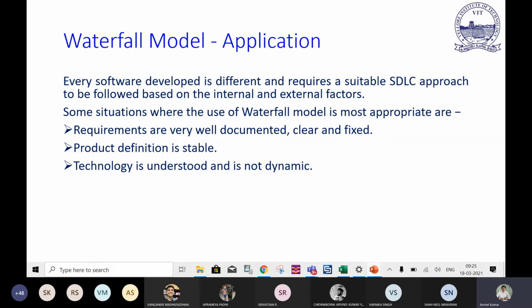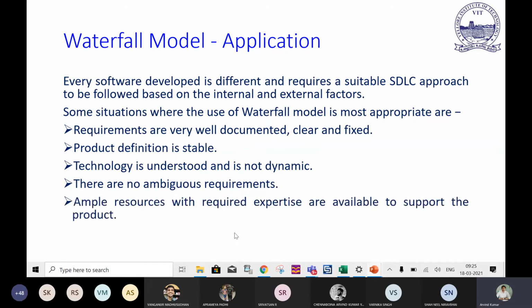There are no ambiguous requirements. Ample resources with required expertise are available to support the product, and the project should be short, because if the project is long and by mistake you did something wrong, you can understand what would happen in your industry. The company will fire you. If you use this approach for a very large project and in the end some failure comes into the picture, everything will go in vain. You have to start from the initial point.